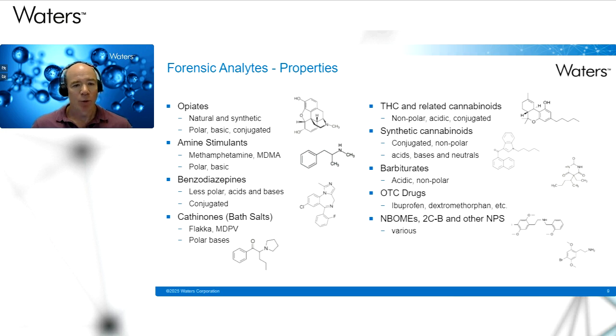Others, somewhat newer drugs in the past 10, 15 years, are things like cathinones, synthetic cannabinoids as well, newer ones, and 2C-Bs and other new psychoactive substances. There are over-the-counter drugs, natural cannabinoids, but in all of them, our sample pre-treatment and extraction strategies are influenced by both the sample matrix and the analyte.